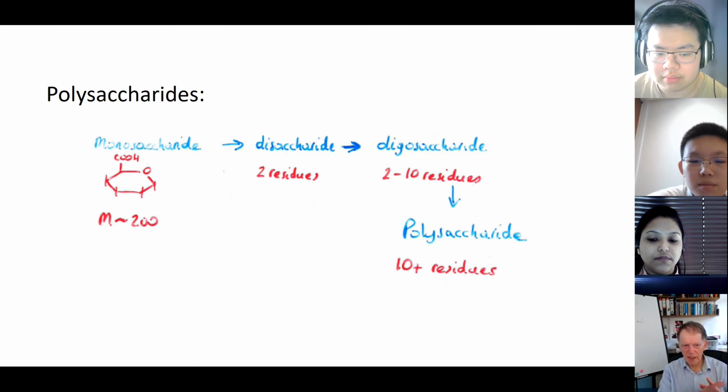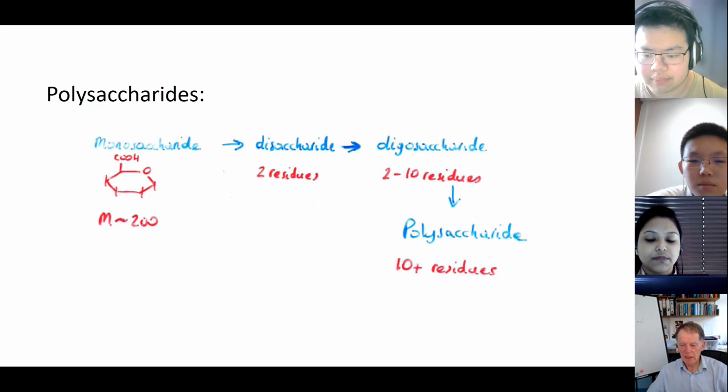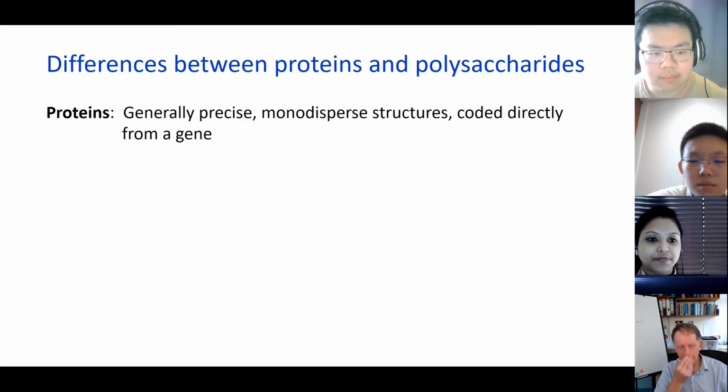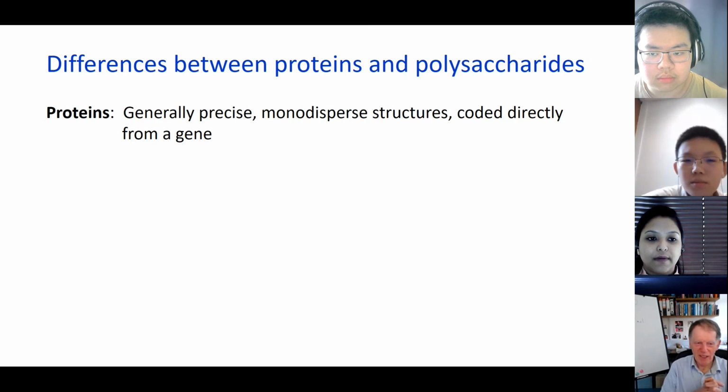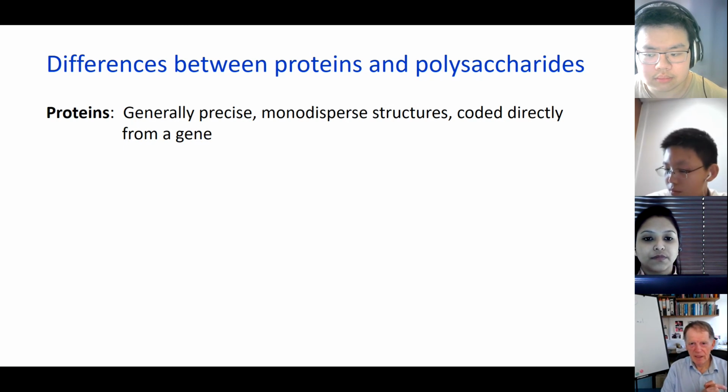So a typical polysaccharide has a molecular weight greater than 2,000 Daltons, whereas a typical protein has a molecular weight of greater than 1,000 Daltons. 1,000 Daltons is 1 kilodalton. Right, that's the basics of molecular weight and how proteins and polysaccharides are macromolecules. Proteins and polysaccharides are very different.